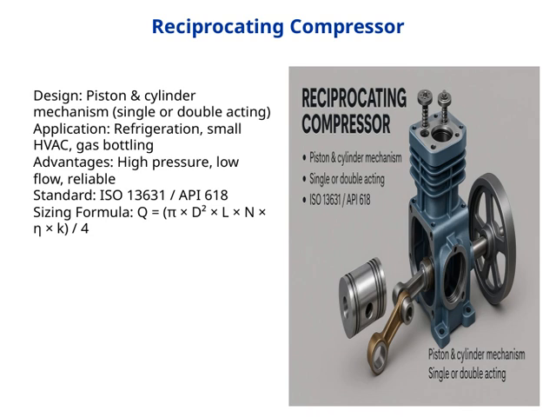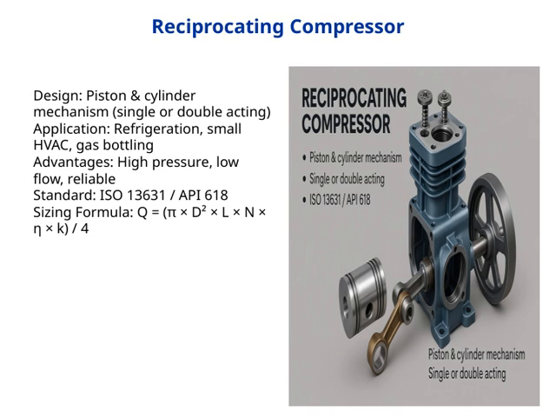When it comes to standards, reciprocating compressors typically adhere to ISO 13631 or API 618, which ensure safety, efficiency, and consistency across different models and manufacturers. Now, if you're sizing a reciprocating compressor for a project, you can use this formula.